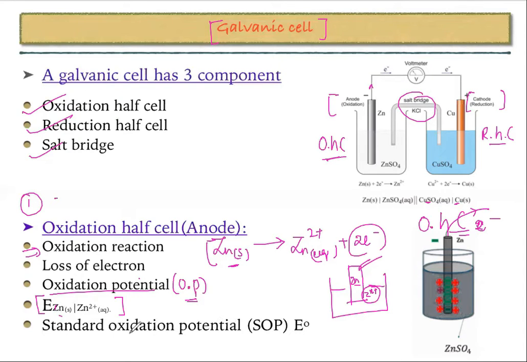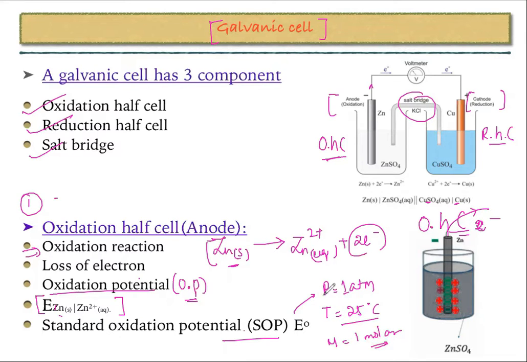Next one is the standard oxidation potential. What is the meaning of standard oxidation potential? If this reaction is carried out at a pressure of 1 atm, a temperature of around 25 degrees Celsius, and the solution is taken as 1 molar, standard solution, then we'll call it a standard oxidation potential. And the other half will be the standard reduction potential. That is designated with E naught. So whenever you find E naught, those are the standard conditions.